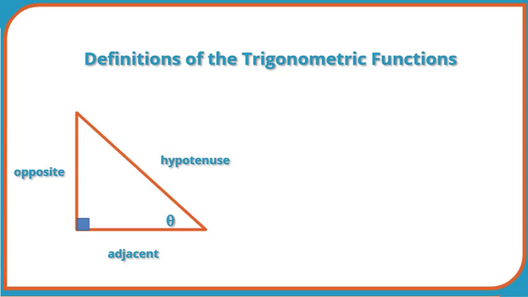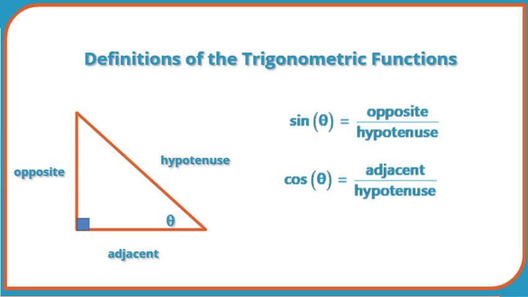Recall that the trigonometric functions are just the ratios of the sides of a right triangle. All right, so we're ready to define those ratios. Sine of theta is the ratio of the opposite over the hypotenuse, and cosine of theta is adjacent over hypotenuse. Tangent of theta is opposite over the adjacent.